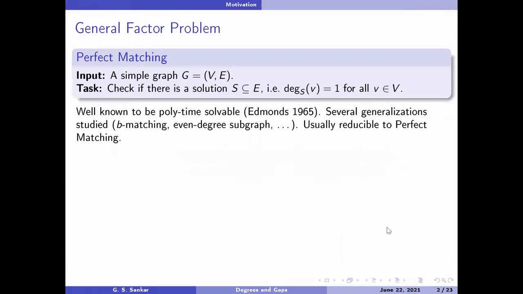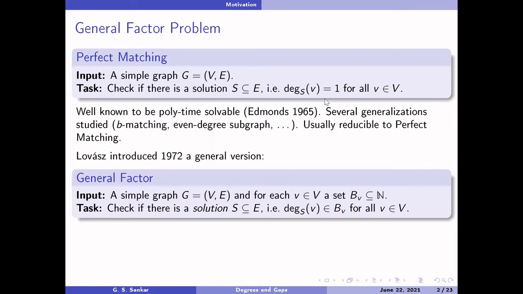So the perfect matching problem is a good starting point. In the perfect matching problem, we want to find a solution, or a subset of edges, such that the degree of every vertex is exactly 1 in the solution. This is well known to be polynomial time solvable. Several generalizations of this problem have been studied, like the B-matching problem or the even degree subgraph problem. These are usually reducible to perfect matching.